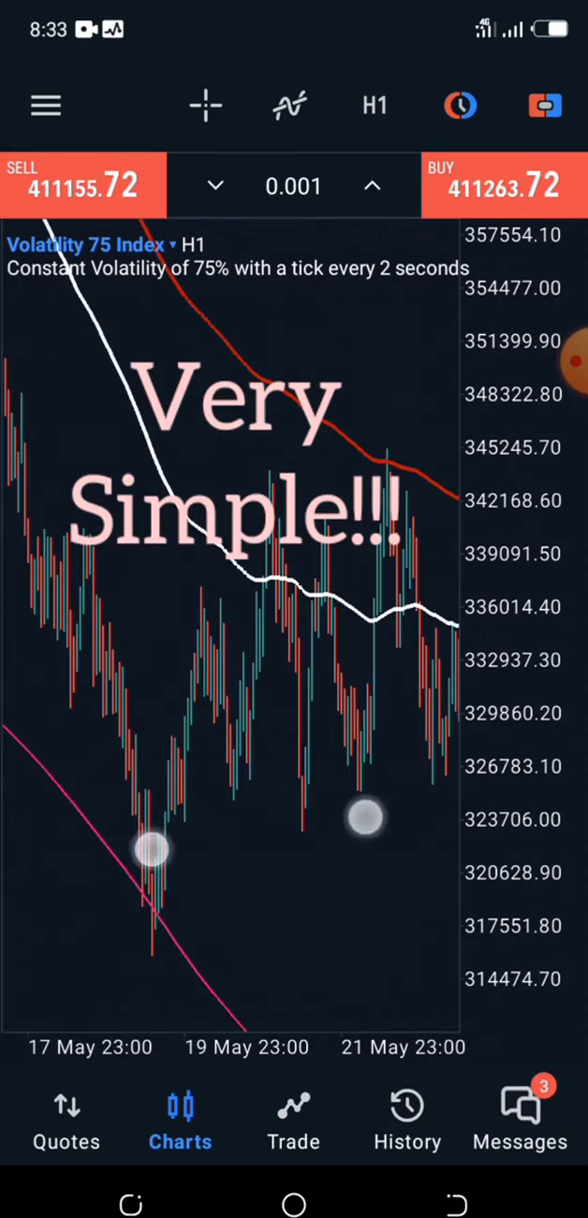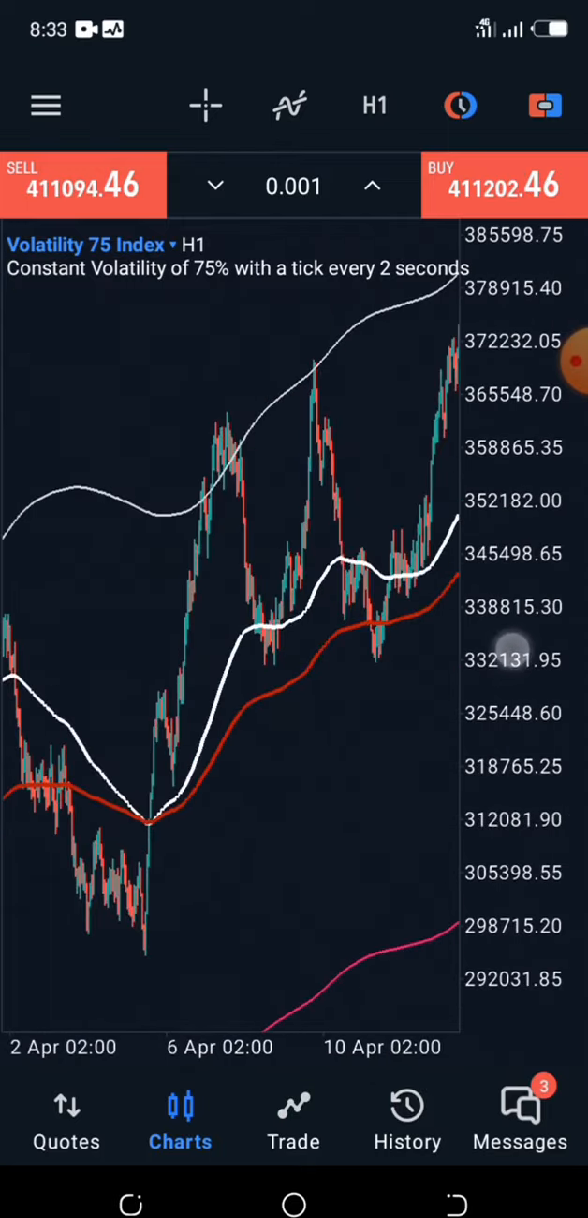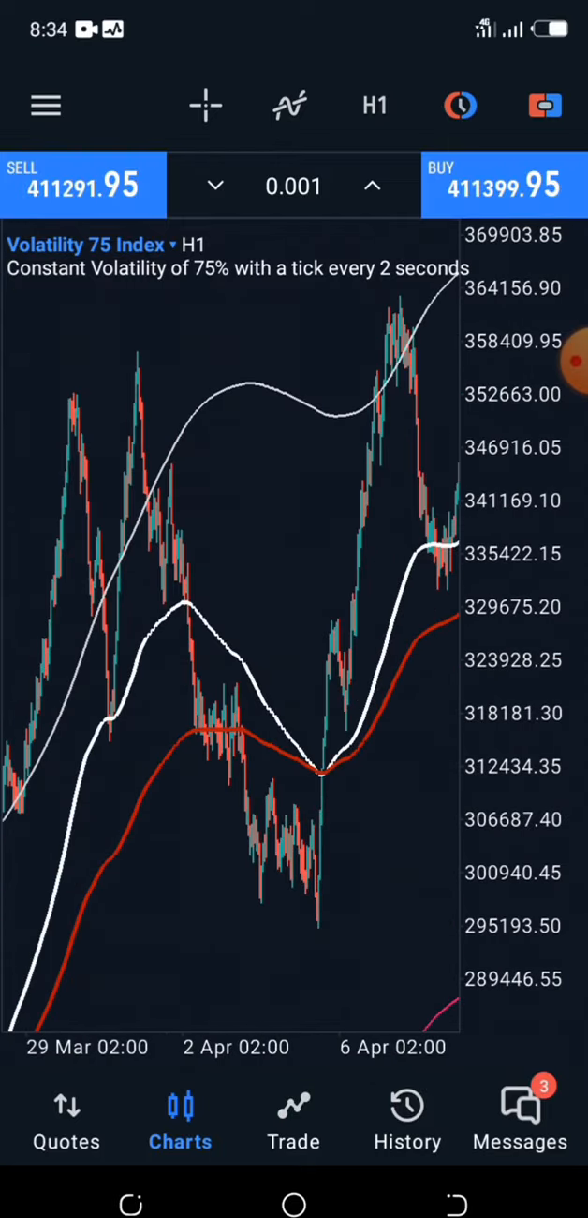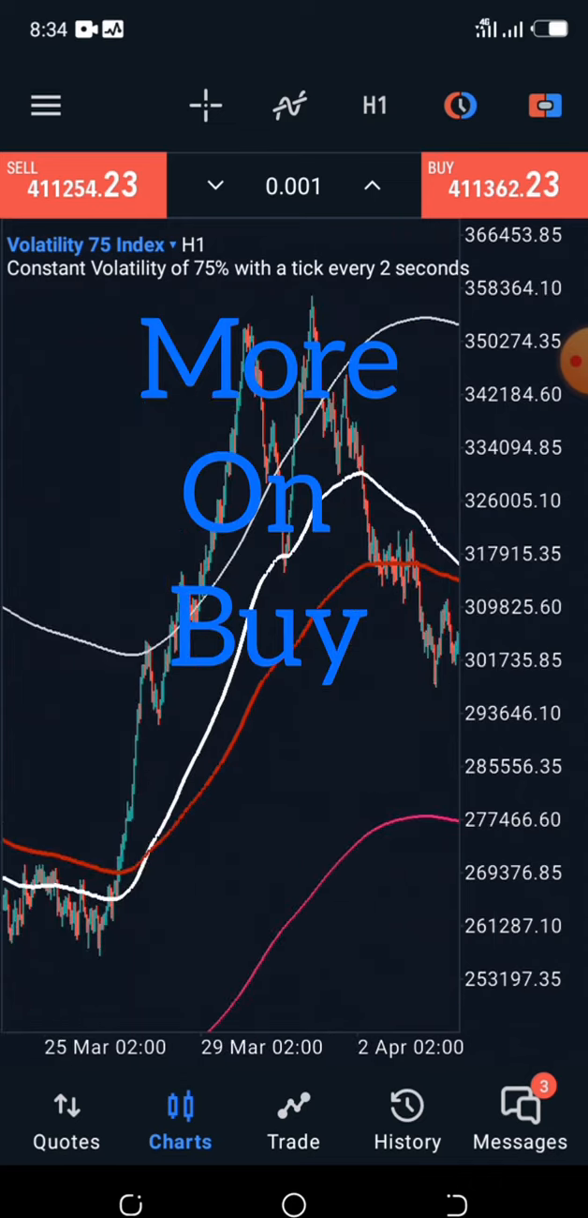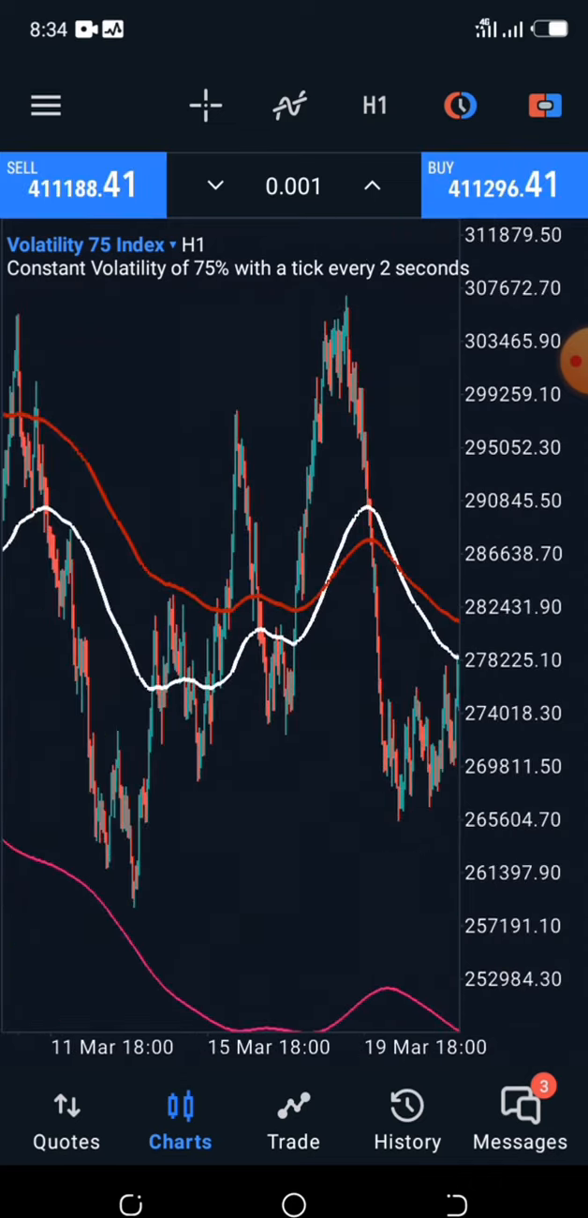Very simple. Do you see that? You don't really need much here before you can be profitable. Like I said, focus on using this indicator more on buy than on sell. Do you get it? If you notice from the beginning, I've been using it for buy. I'm not using it for sell.